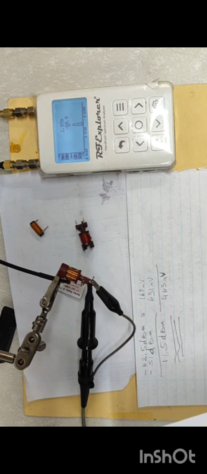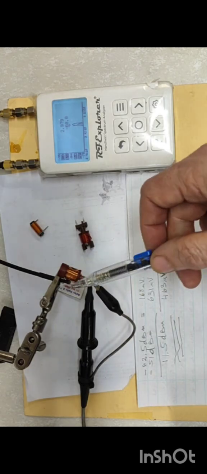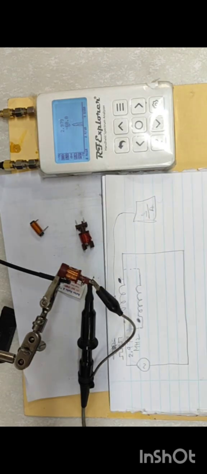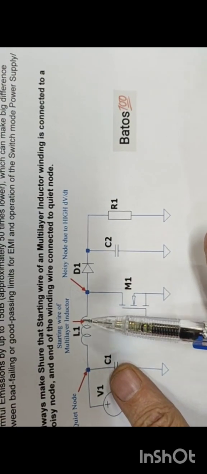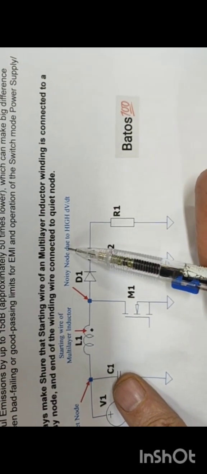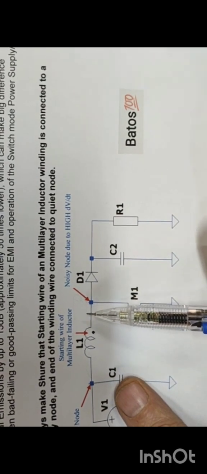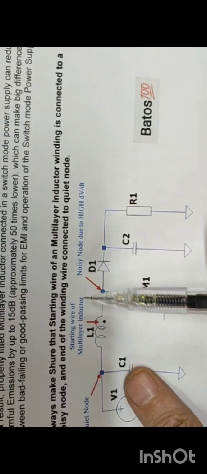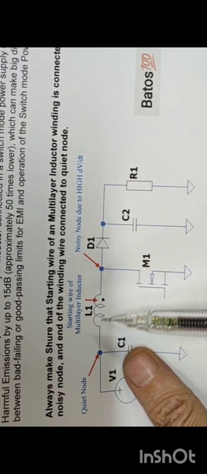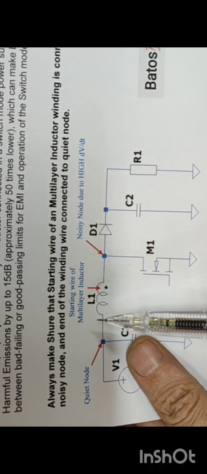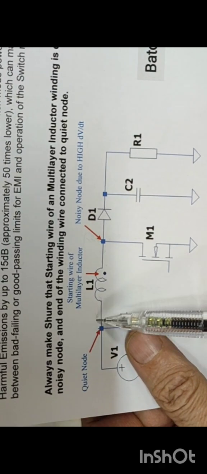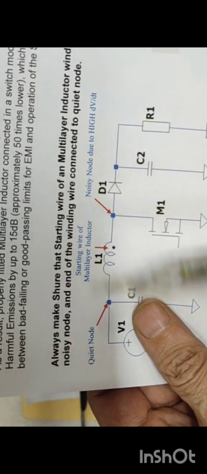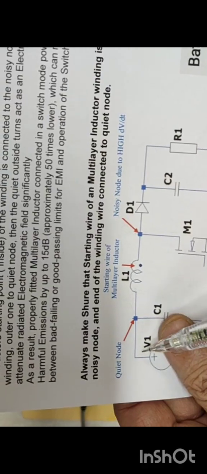And as a result, a properly fitted multi-layer inductor connected to a switch mode power supply has the starting winding connected to the noisy node. That's the beginning of the actual coil, which is the inner part of the coil, and it is actually shielded by all the other layers. And eventually the final winding wire is connected to the quiet node, as it's called in the industry, because there is no noise coming from here.